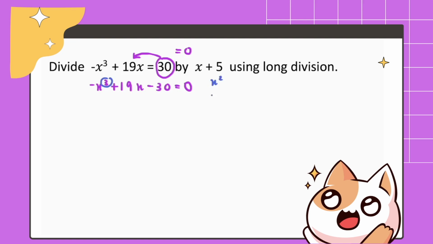In this equation, we have x power of 3, linear and constant, but we don't have x power of 2. So let's add 0x power of 2 in the equation so we don't get confused later on when we do division. Let's write the divisor and dividend.